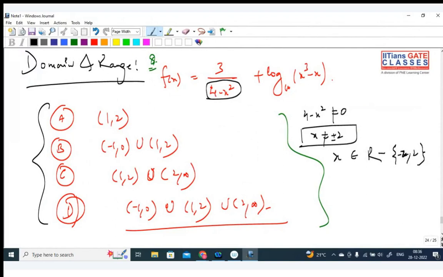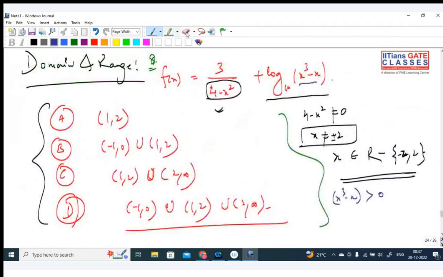This is very important to remember for this part of the expression. And for the other part, you have to make sure this should be positive. So x cube minus x should be positive, or you can say strictly positive. Let me take this expression from here to some other page.